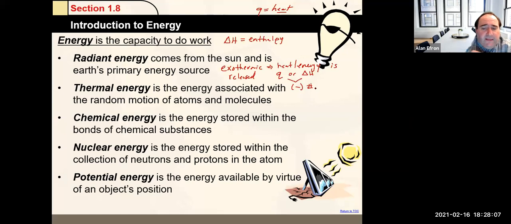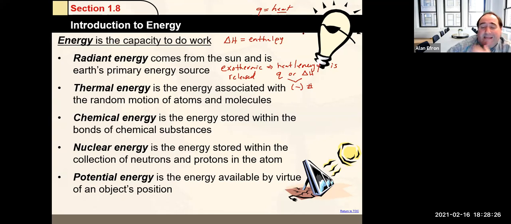So if you're given the delta H for a reaction, or even the Q value for some type of process, the number is not truly important in a lot of cases, but the sign is important. So when you see that negative, it tells you that you're dealing with an exothermic reaction.